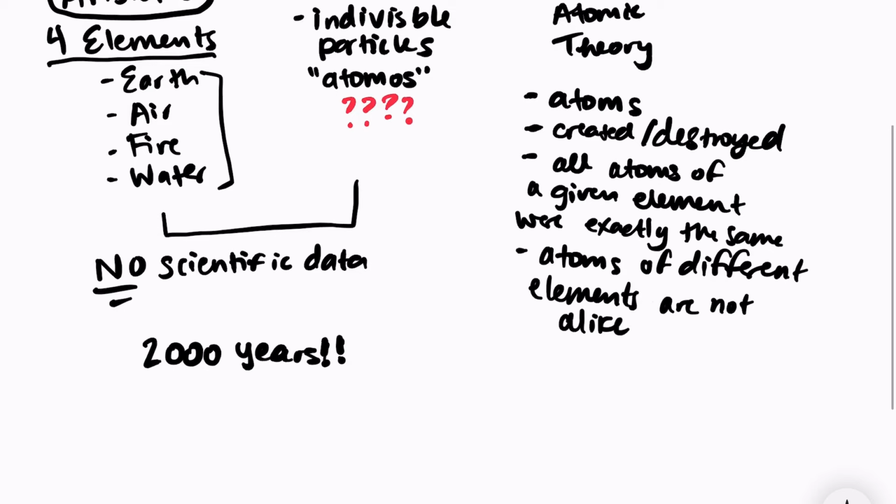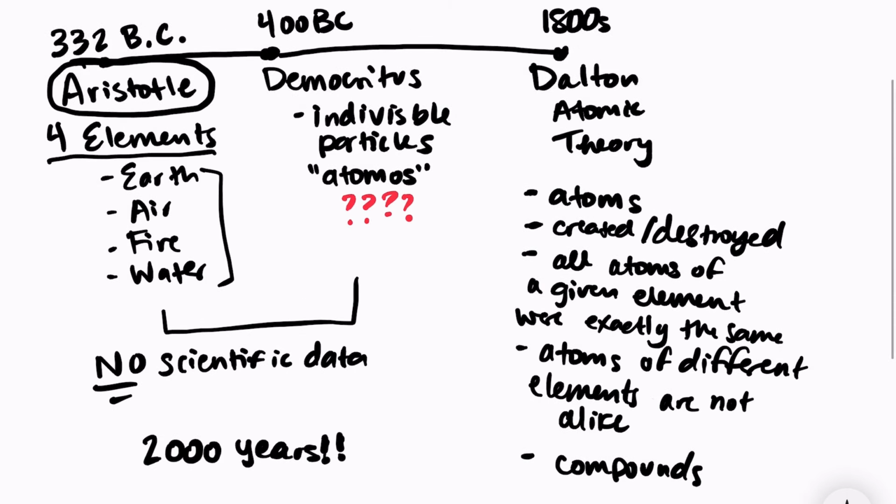And then the last part of his theory had to do with compounds, and he said that atoms could come together and form compounds, and they will always form in the same ratio.